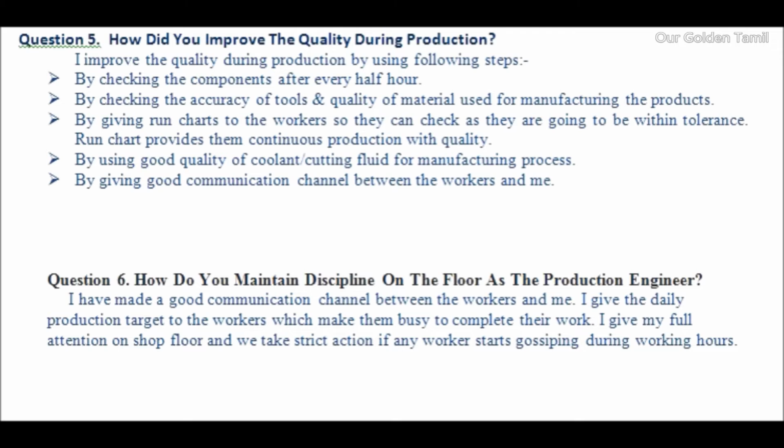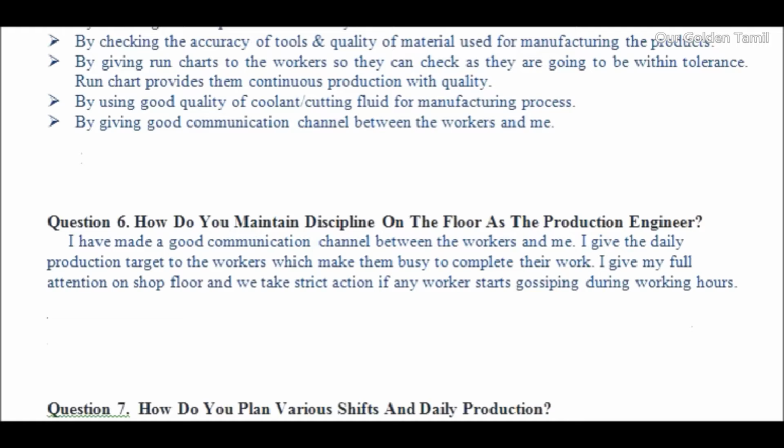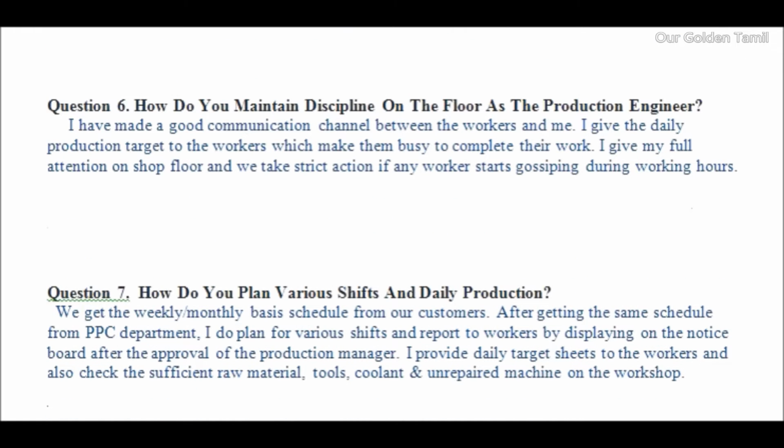Question 6. How do you maintain discipline on the floor as the production engineer? I have made a good communication channel between the workers and me. I give the daily production target to the workers which keeps them busy to complete their work. I give my full attention on the shop floor and we take strict action if any worker starts gossiping during working hours. Question 7. How do you plan various shifts and daily production?